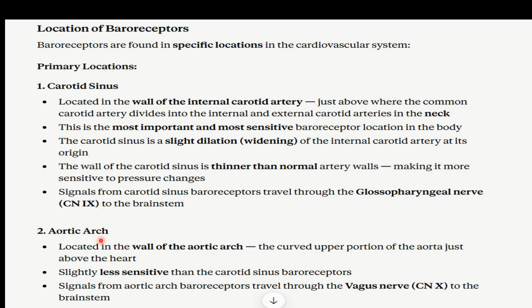Now if we talk about the second primary location, that is the aortic arch. Here, baroreceptors are located in the wall of the aortic arch, the curved upper portion of the aorta just above the heart, and are slightly less sensitive than the carotid sinus baroreceptors. Okay, if we compare, it is slightly less sensitive. Signals from aortic arch baroreceptors travel through the vagus nerve, CN10, to the brainstem. Okay.